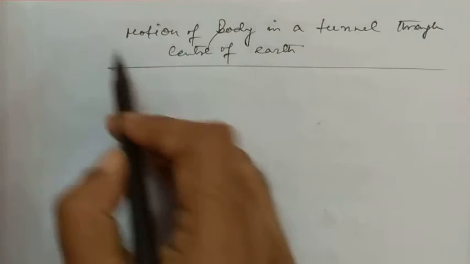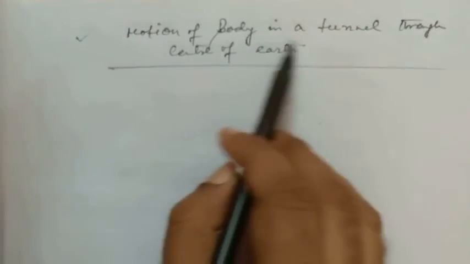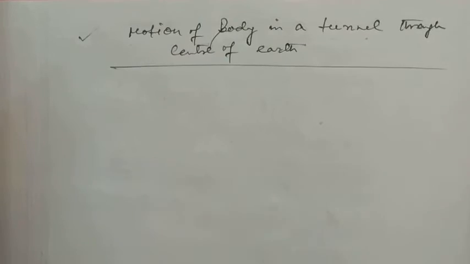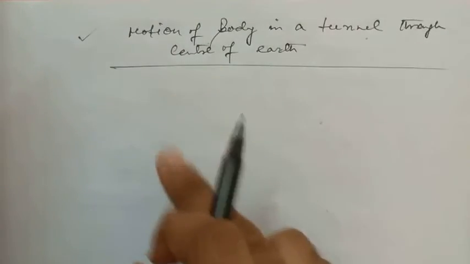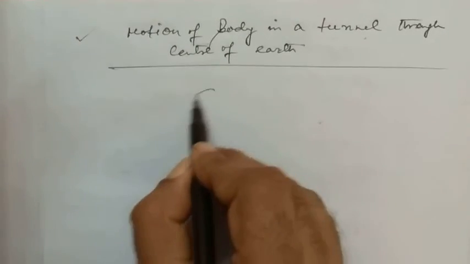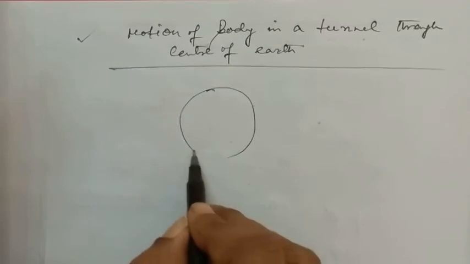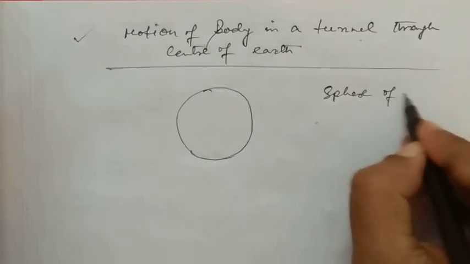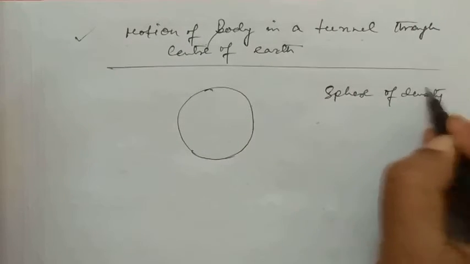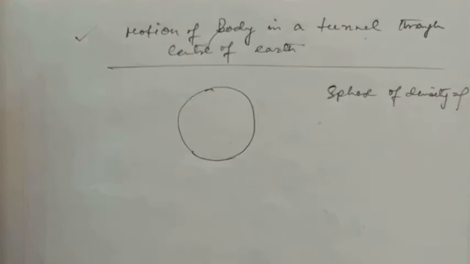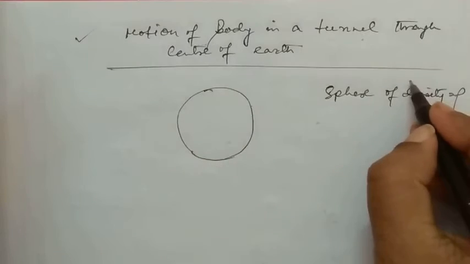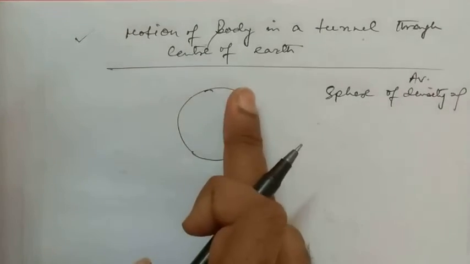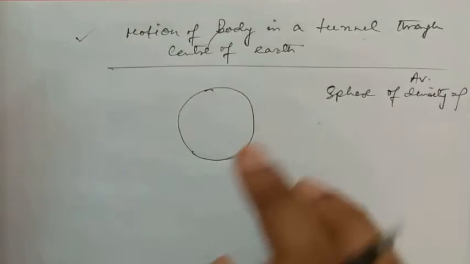Now a very important thing to understand: motion of a body in a tunnel through the center of the earth. Now if we consider the earth to be a sphere of uniform density, now this is the earth. Suppose the value of density is rho, or we can also write the value of average density of the earth is rho. So the earth is considered as a sphere of uniform density.